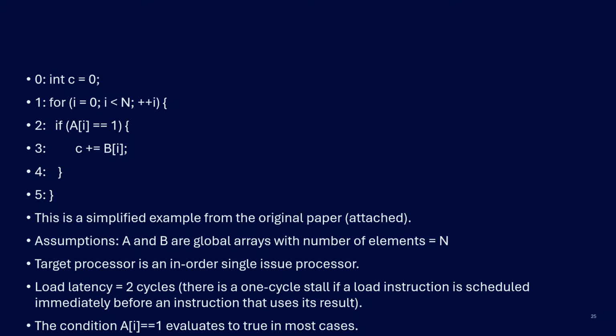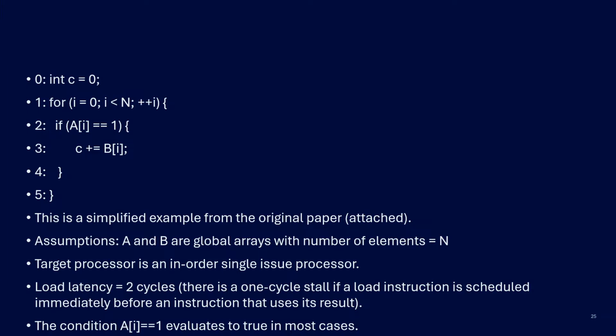So what we are doing here, we are assigning R1 to C. I mean, we are putting C in R1, I in R2, and N in R3. So we are initializing, and then this is the for loop. If I is greater than N, then we will exit the loop.